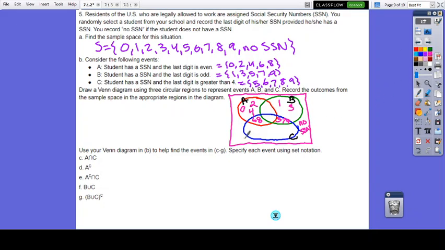Okay. Do notice that there is nothing in only C. There's nothing in all three of them, and there's nothing in only A and B. Okay. So those are what you see there. So then can you answer these questions?